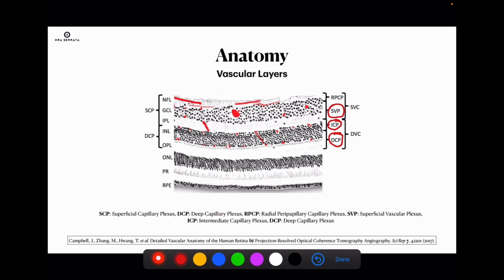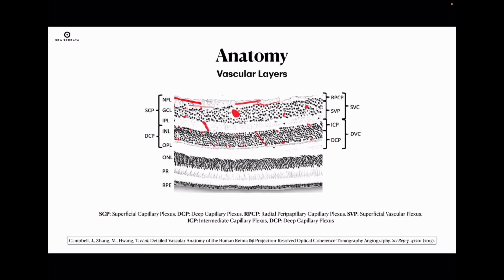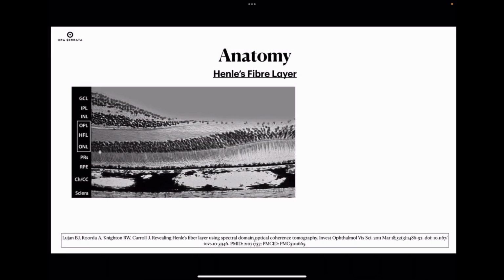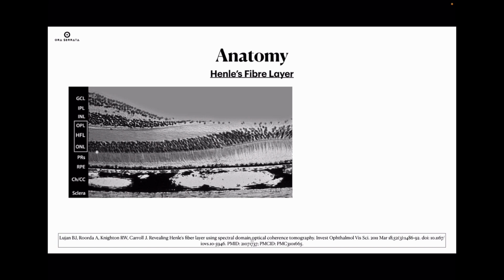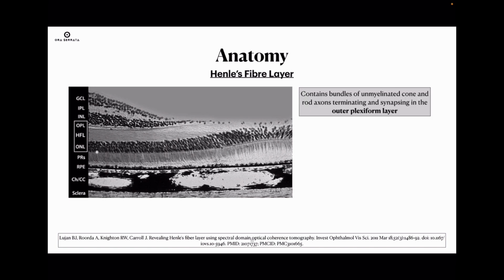Another component of the anatomy that is very important in understanding diabetic macular edema is the Henle's fiber layer. The Henle's fiber layer is basically a bundle of unmyelinated cone and rod axons that terminate in this region and synapse in the outer plexiform layer.